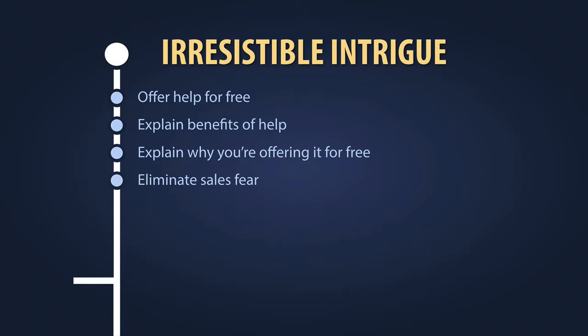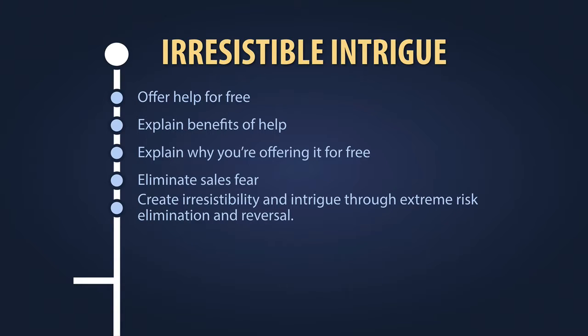And there's a very friendly way to do that. And our next part is where we really start getting cool and very unique to this process. This is where we create irresistibility and intrigue through something called extreme risk elimination and reversal. And I'll show you what that means and script it for you here in just a second. Our next step is to provide some takeaway. So when you do that irresistibility, they're all going to want it. So now it's time for you to have them chasing you. You want them to pursue you, not the other way around, right?